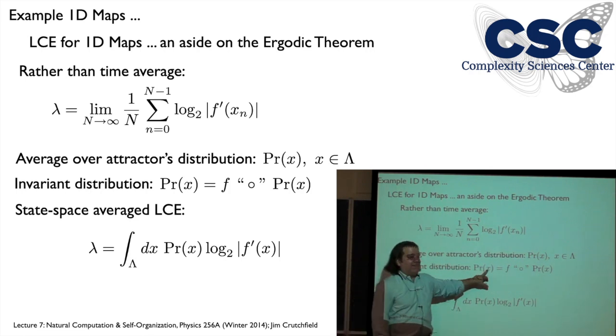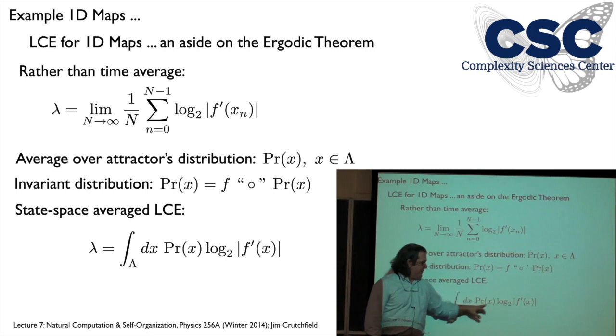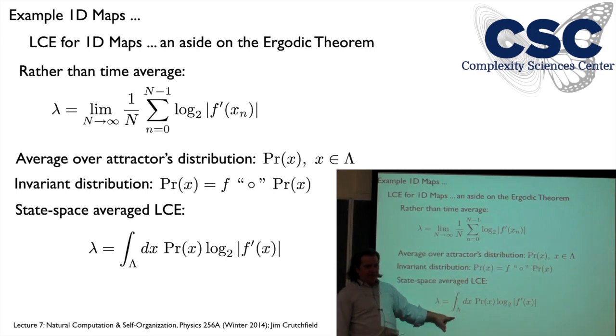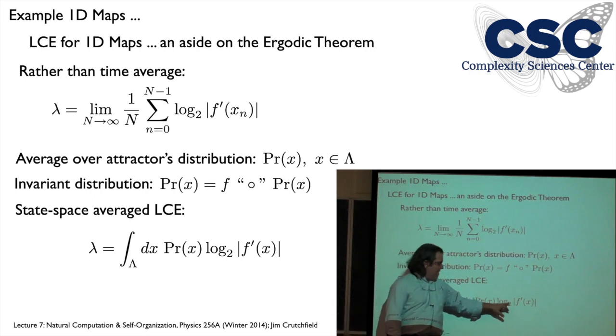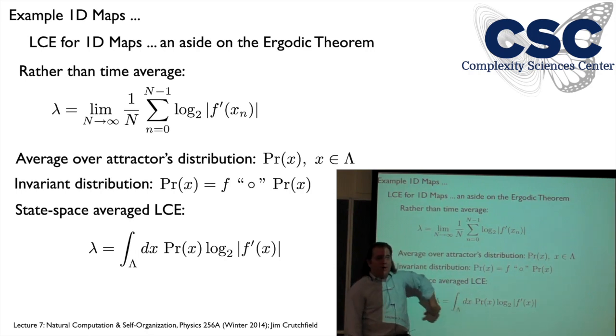So if I have this distribution of behaviors, I don't have to do a time average. I can just immediately calculate the Lyapunov exponent by doing an average over the state space. I just do this one-dimensional integral, over the invariant set, or for a 1D map, over the interval. I just average the function I'm interested in, log of the slopes, against the probability distribution. And that's also the Lyapunov exponent.